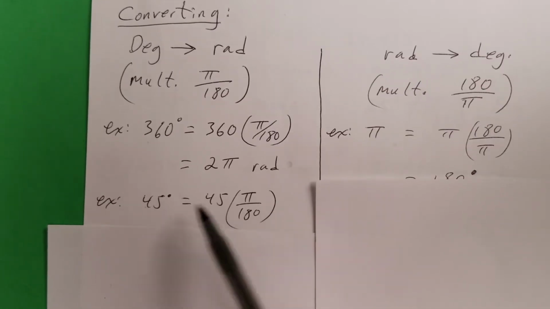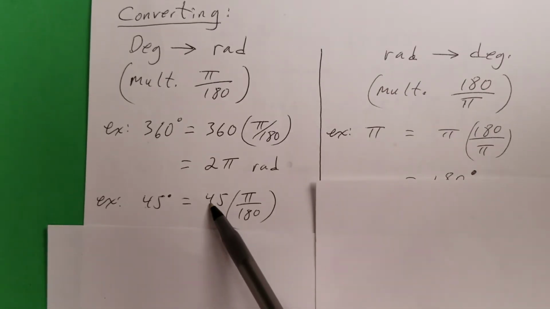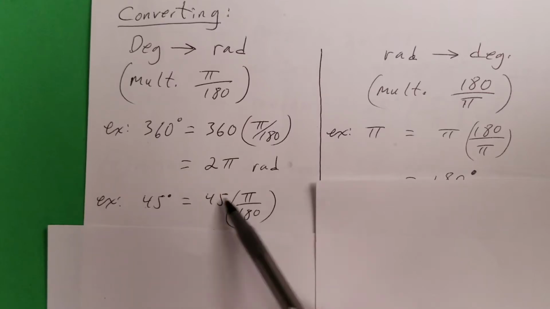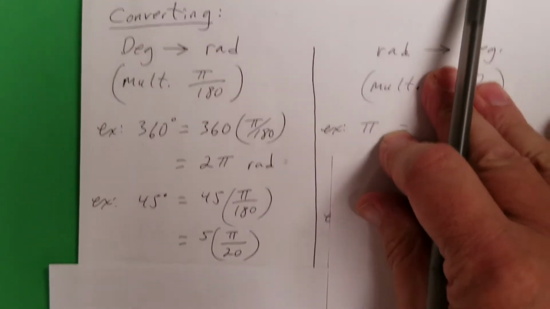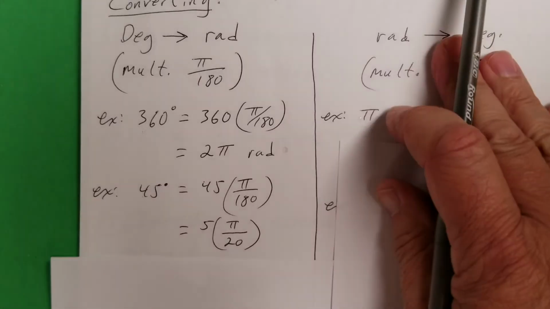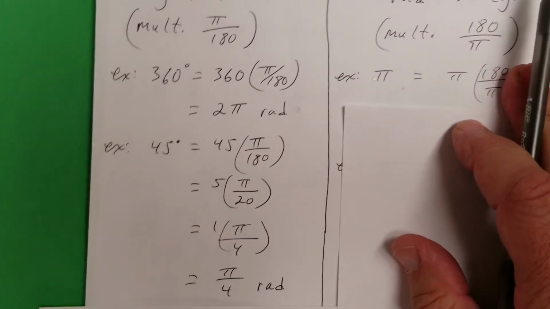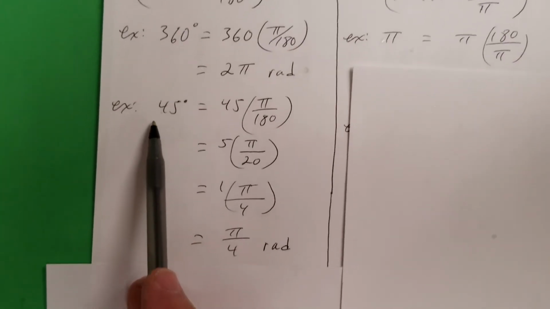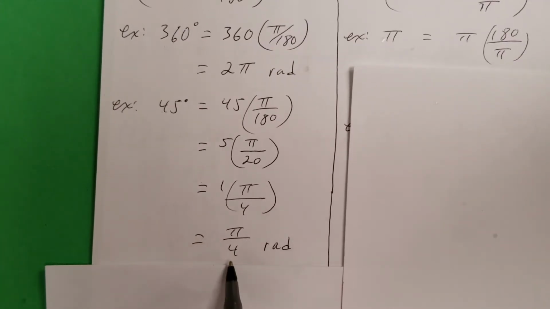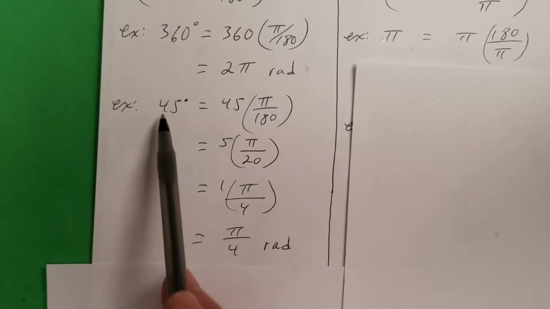45 degrees is, in radians, 45 times pi over 180, and then 45 over 180 reduces to 5 over 20, and that reduces to 1 over 4. Oh, it's pi over 4. 45 degrees is pi over 4, 1/4 pi, or pi over 4 radians. I changed degrees to radians.